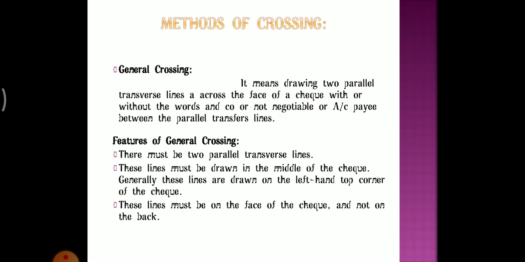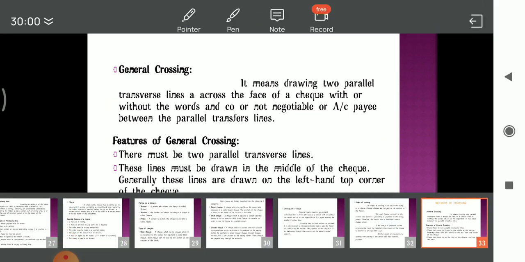So let's move on. First is the method of crossing. There are various methods of crossing, so we'll go one by one. The first method is general crossing. It means drawing two parallel transverse lines across the face of the check, with or without words such as 'and co', 'not negotiable' or 'account payee' between the parallel transverse lines.